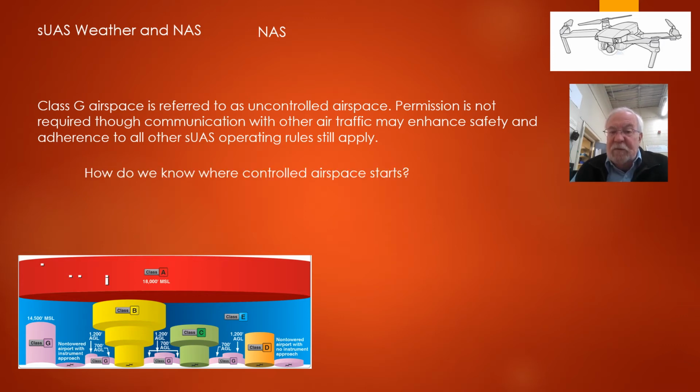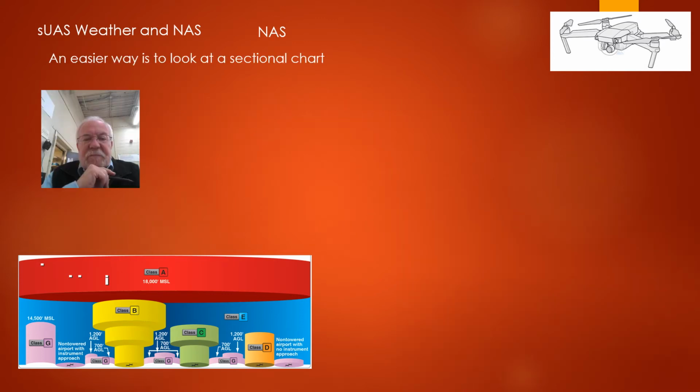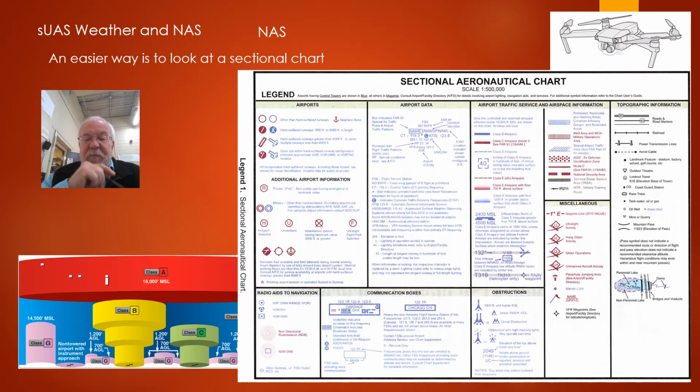But how do we know where the controlled airspace starts? Of course, we look at the chart supplement as one way to do it, which gives us all this information. Or, of course, looking at the chart in general, the sectional charts will tell you that as well. So you can go to the chart supplement US to find out a lot of information about the airport, but the easiest way is to look at a sectional chart. And if you buy or download a sectional chart, there's a legend on the side that gives explanations of all the markings on the chart.